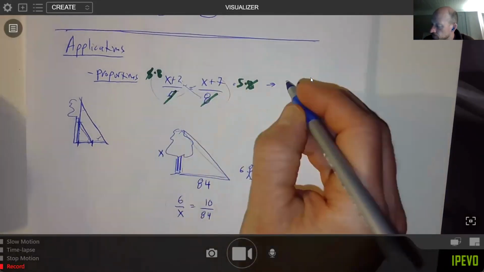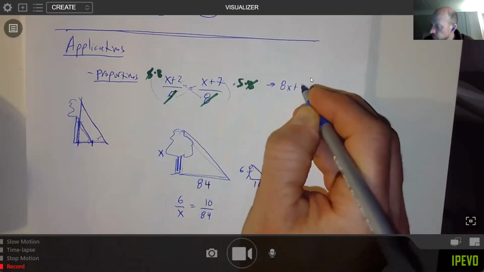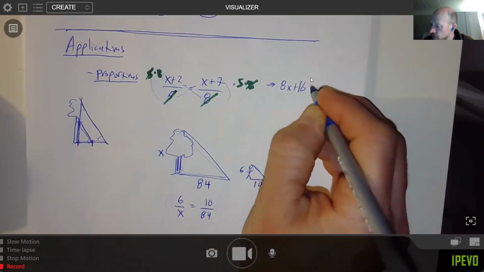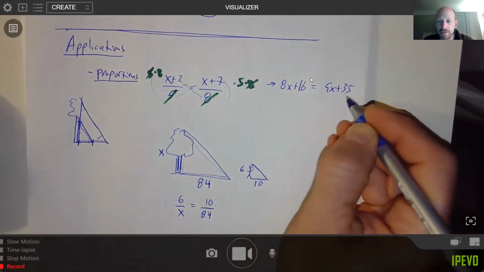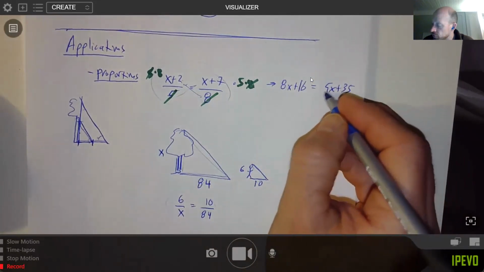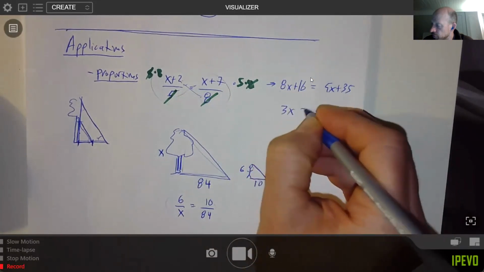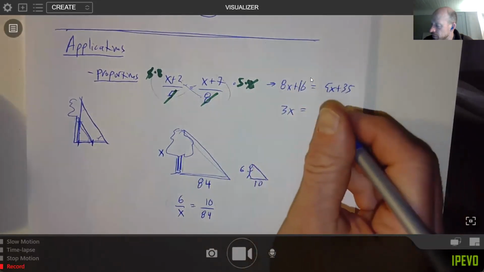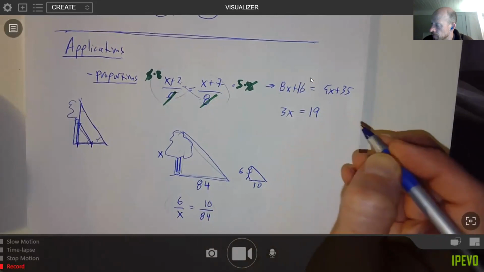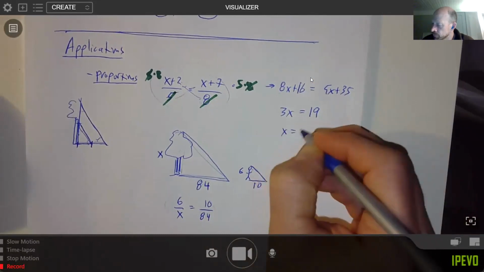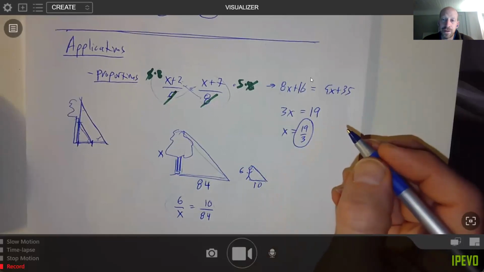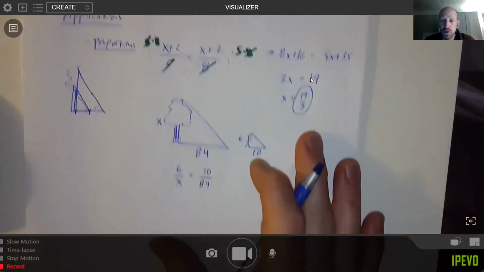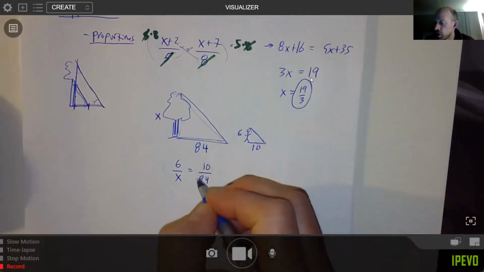So this one would be 8x plus 16 equals 5x plus 35, a nice linear equation that we can solve. Right? Subtract the 5x and subtract the 16. And we get a value for x. Right? We can do the same thing here with the tree.